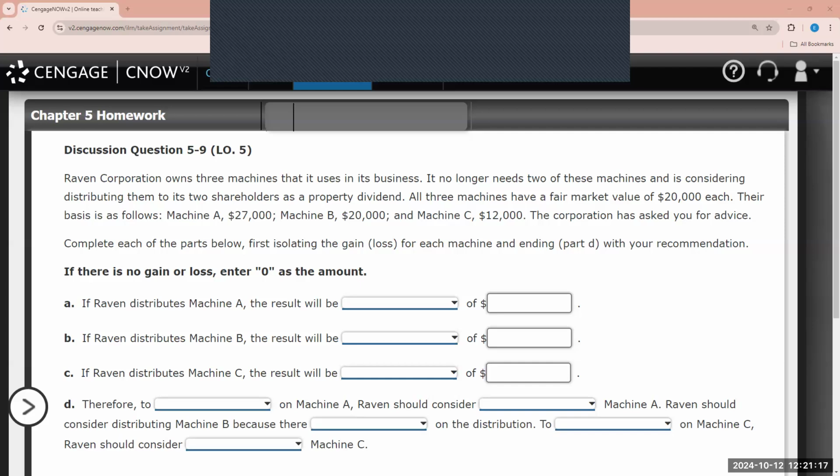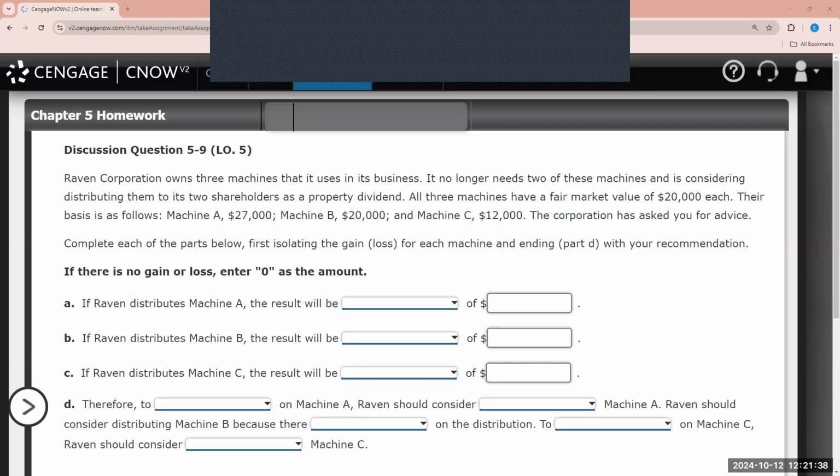property distributions have a similar impact to distributions of cash, except for any effects attributable to differences between the basis of the property versus the fair market value of the distributed property. So in most situations, distributed property is appreciated.